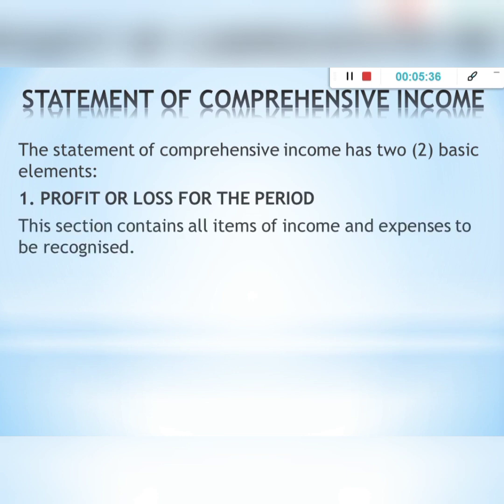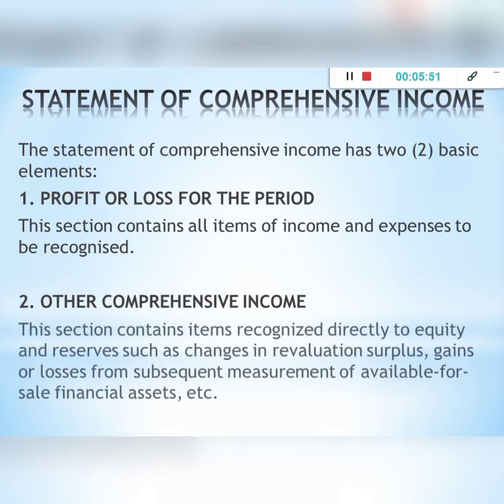This is the section which shows all your incomes and then your expenses that you recognized during the period. The second section is the other comprehensive income. At the level where we are now, in the introduction of it, we should just know that this section will contain only items which are recognized directly to equity and its reserves, such as changes in the revaluation surplus, gains or losses from subsequent measurements of available for sale financial asset, which is accounted for under IFRS 9.